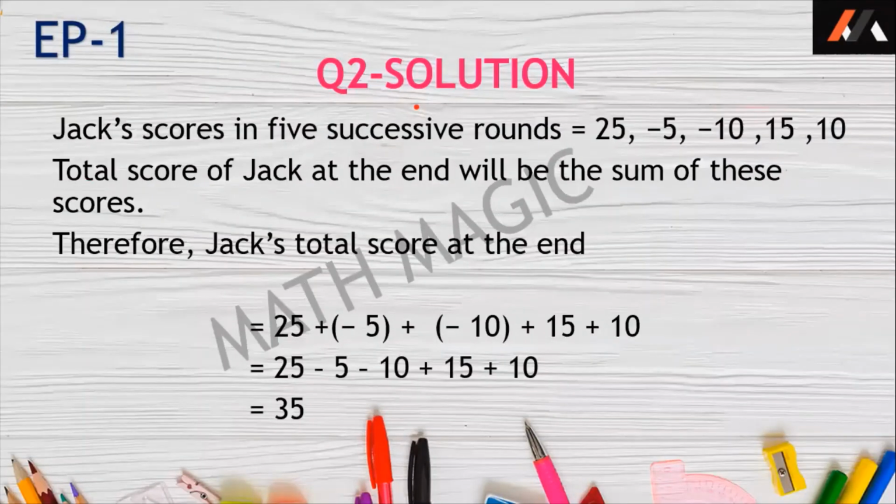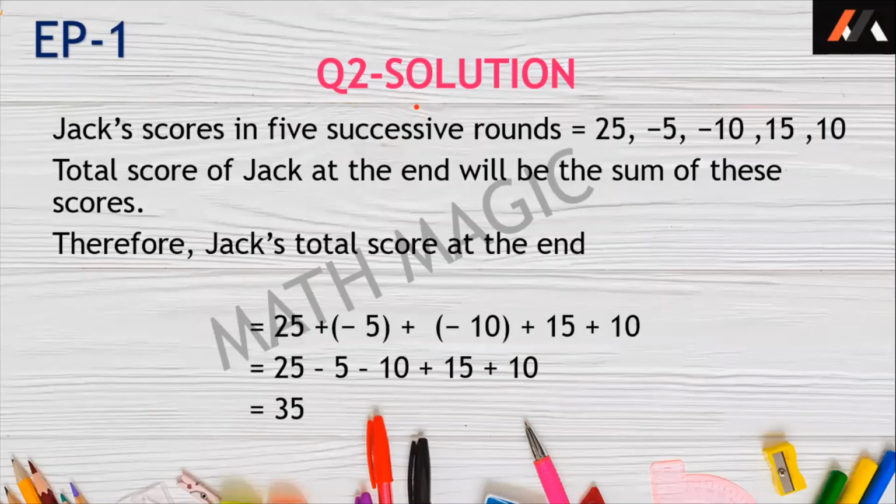Jack scored in 5 successive rounds. That means there were 5 rounds in the quiz competition. And there were negative scoring also. In the first round, Jack got 25 marks. In the second round, he got negative 5 marks. And in the third round, he got minus 10 marks. In the fourth and fifth rounds, he got 15 and 10 marks respectively.